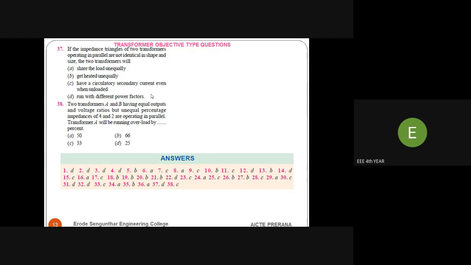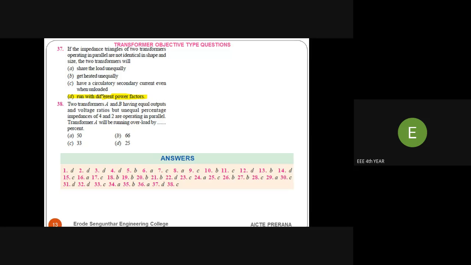Question number 37. If the impedance triangles of two transformers operating in parallel are not identical in shape and size, the two transformers will share the load unequally, get heated unequally, have a circulating secondary current even when unloaded, or run with different power factor. So run with different power factor. That is the correct answer.